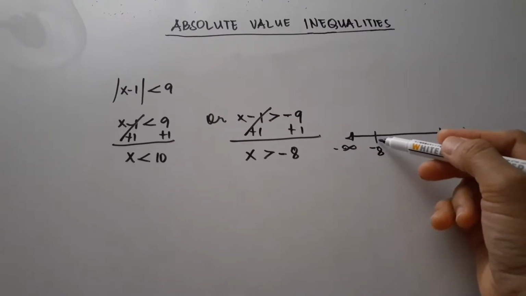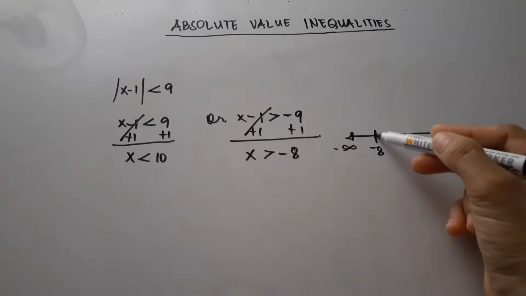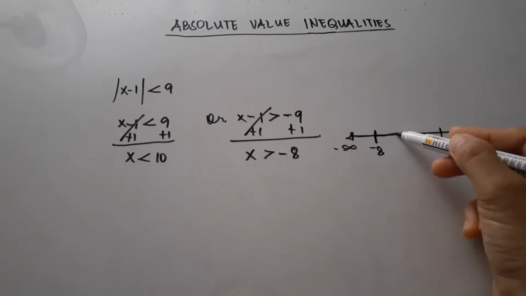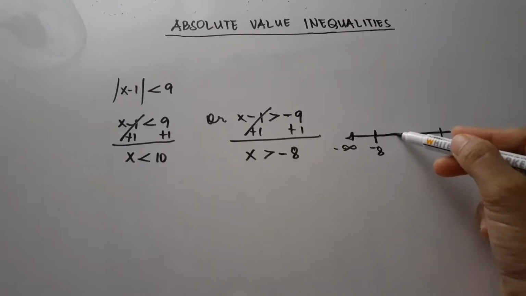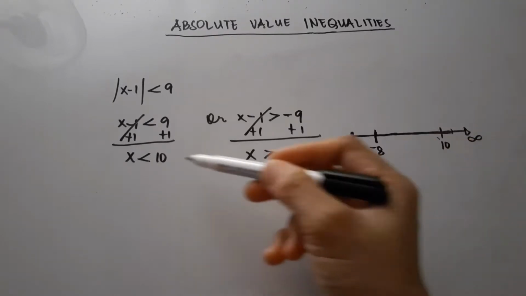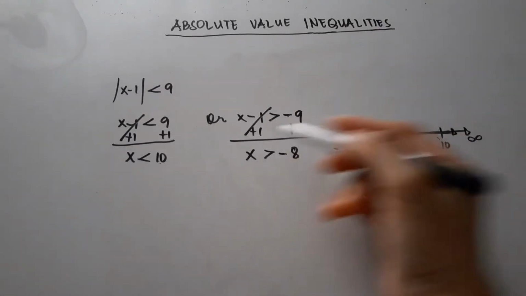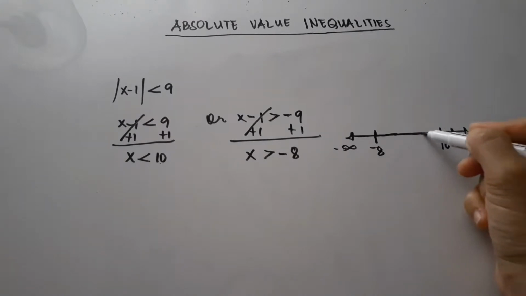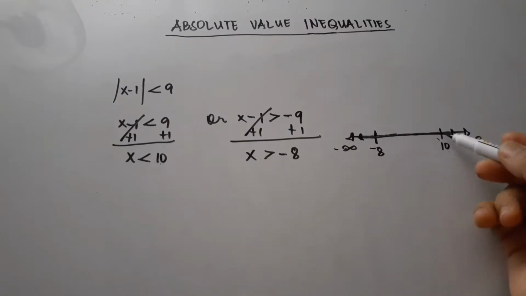You can see here that x is greater than negative 8, so this is an open interval. We have negative 8 with the direction going to the right, and it touches the direction of x less than 10, positive 10, which is going to the left, so they touch each other.